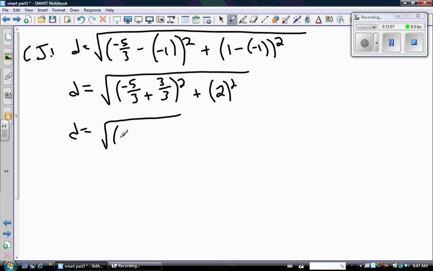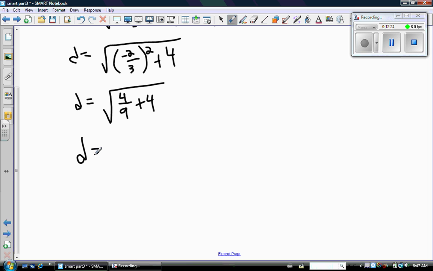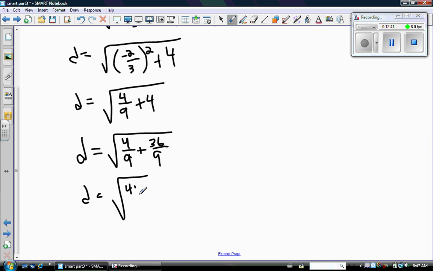So negative 5 plus 3 is negative 2 over 3 plus 4. So now I can square that fraction. Negative 2 times negative 2, 3 times 3. So I have 4 over 9. Keep going. Again, remember the square root sign acts as a bracket. So before you take the square root of anything, you need to deal with this addition. So I need to get a common denominator again. My common denominator is 9. 4 times 9, so that would be 36 over 9. So I get square root of 40 over 9.